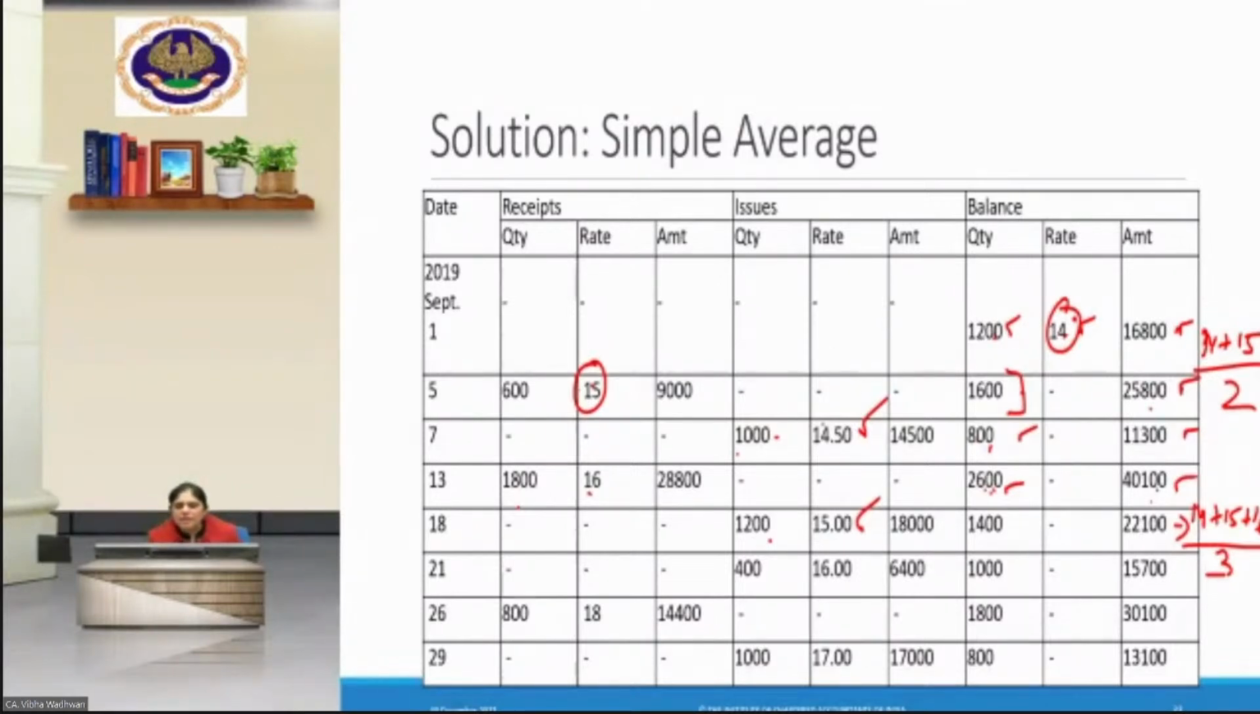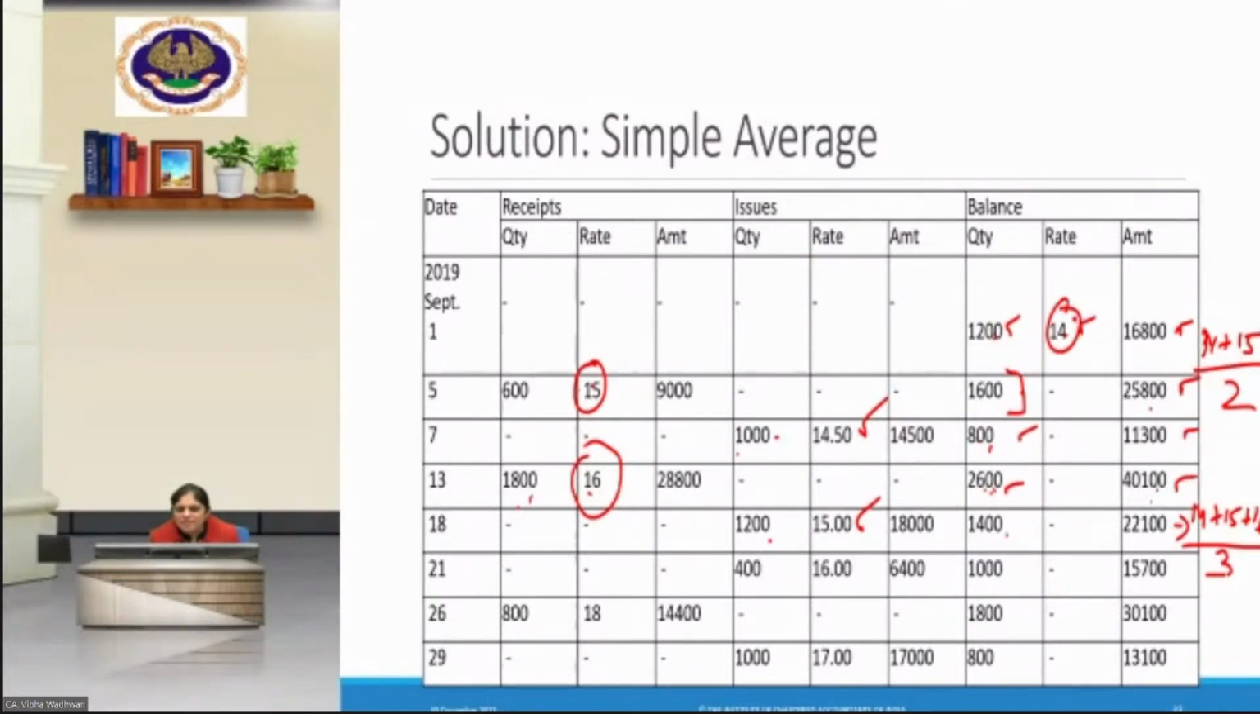That means 1,000 must be issued from the earlier lot only, so this lot is also existing. It's not exhausted. Out of 1,200, only 1,000 must have been issued. So this is also there, this is also there, and this is also there. So 3 lots are available. We have to take the average of the 3 lots. I'm repeating, we have to take the average of those lots which are still there, which are not exhausted or consumed completely. Clear? So this is the rate we have taken. The balance out of this is 1,400.